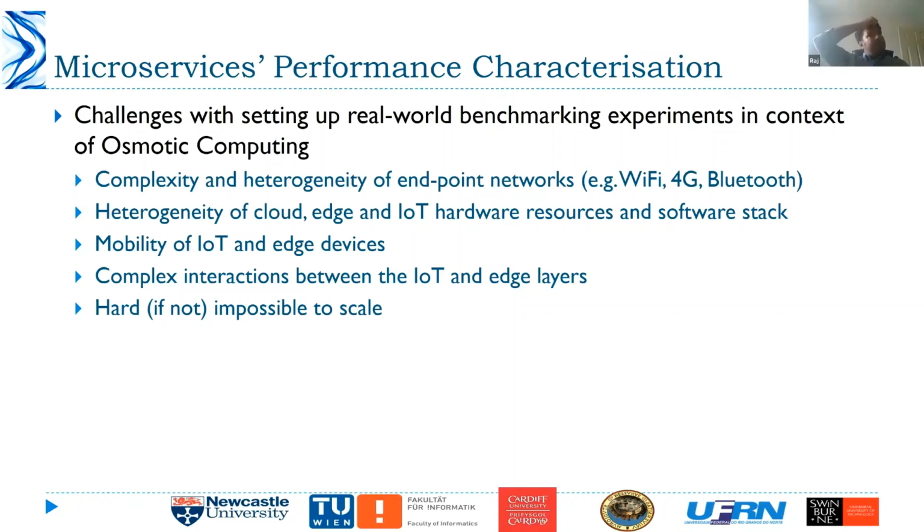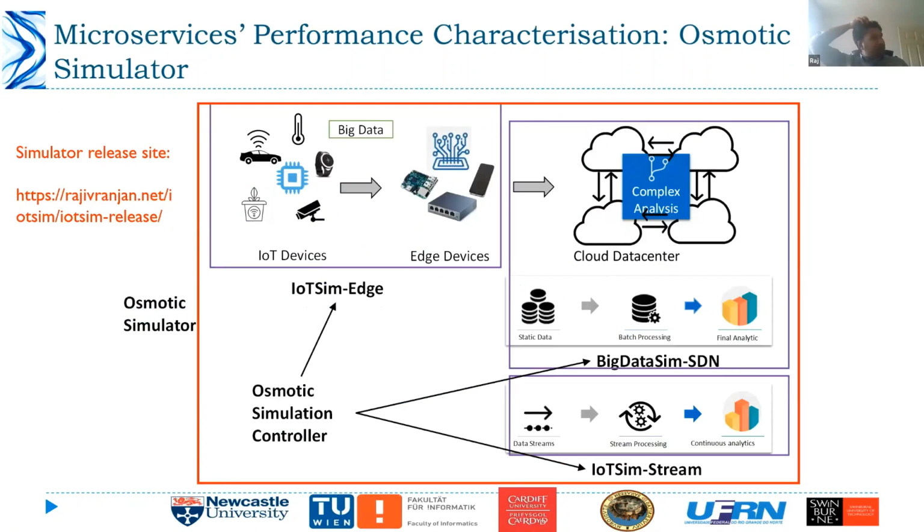To solve that problem at Newcastle University, we are looking at a project called IoTSim. What we are doing in this project is developing a collection of discrete event simulators where each event in IoT, each activity in an IoT system, is modeled as a discrete event. And then you can combine these simulators together to model your osmotic computing algorithms or your data management or networking algorithms. For example, in this picture, we show that you can include IoTSim-Edge to model the edge layer and IoT layer of your IoT application.